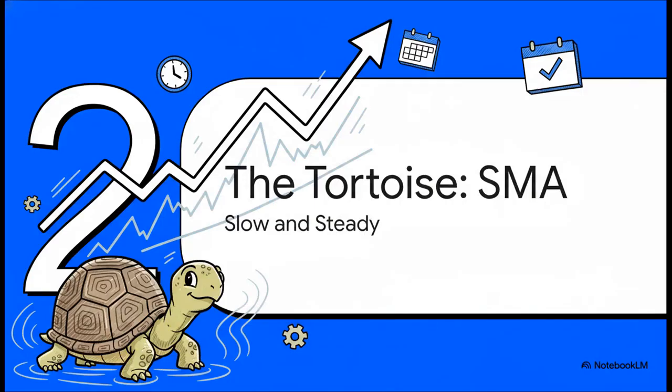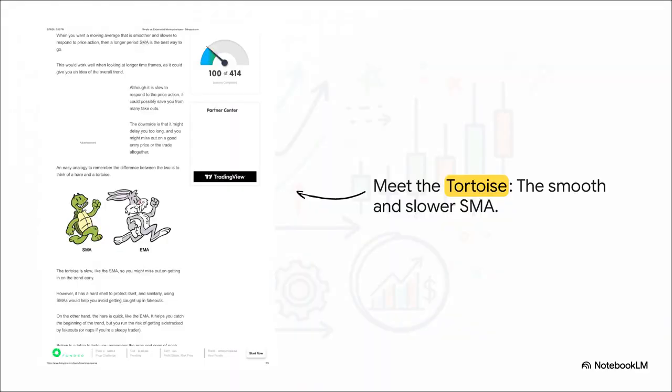All right, now let's talk about our other racer, the tortoise of the trading world, the simple moving average, or SMA. Its motto is literally slow and steady wins the race. Just like the story, our tortoise, the SMA, couldn't care less about quick sprints. It's looking at the big picture. It does this by giving equal importance to every single price point it's looking at.